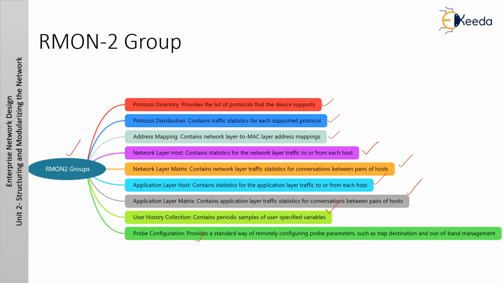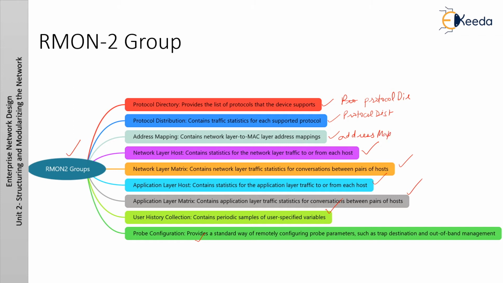So in this map, different things. First thing is protocol directory. Then second is protocol distribution. Next is address mapping.